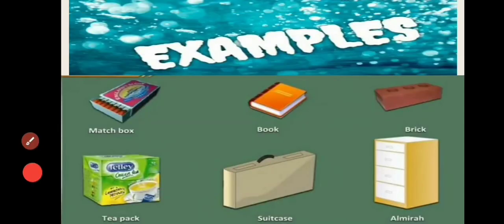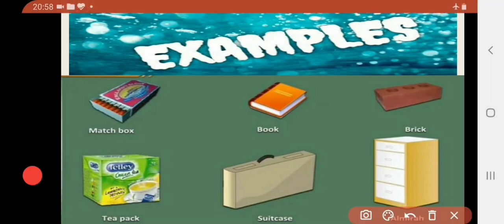Examples of cuboid are matchbox, book, brick, tea pack, suitcase and almirah. Children, all these things have cuboid shape, alright. And these examples we can see in our daily life also.